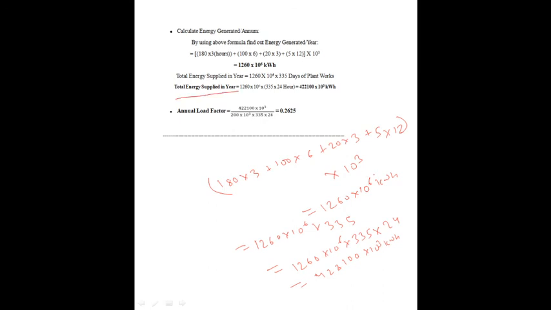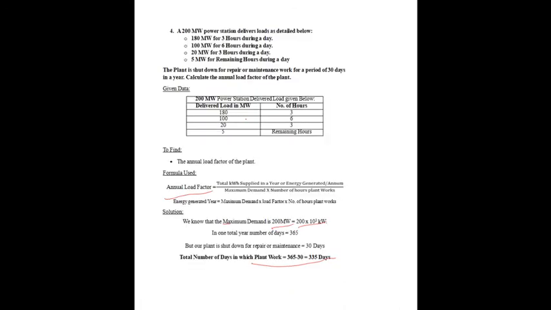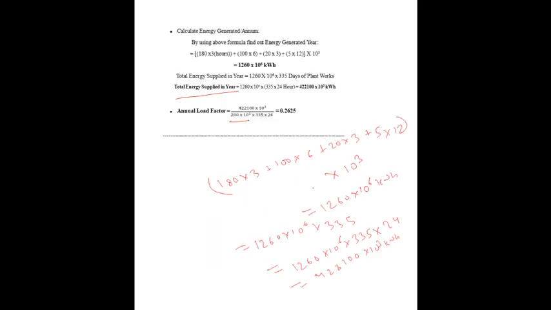So total energy supplied divided by maximum demand and number of hours plant works. Number of hours plant works will be 335 days into 24. So the answer will be, if you calculate, coming around 0.2625.